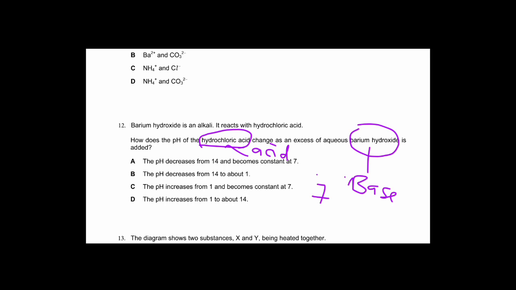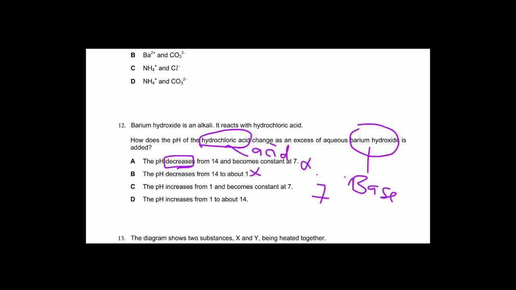So we are having A. The pH decreases from 14 and becomes constant at 7. Decreases, we are against that. We expect the pH to be increasing. So even B is wrong. So these two answers are wrong.